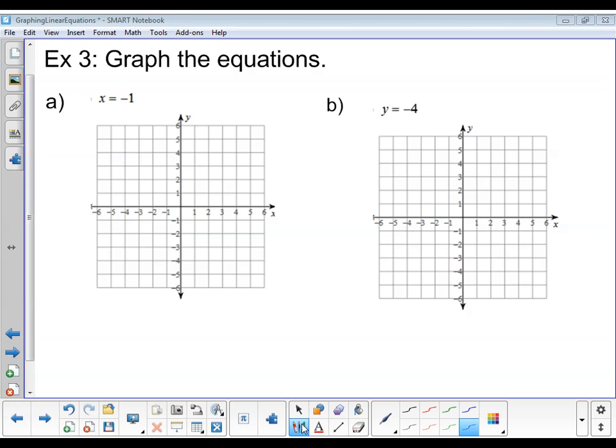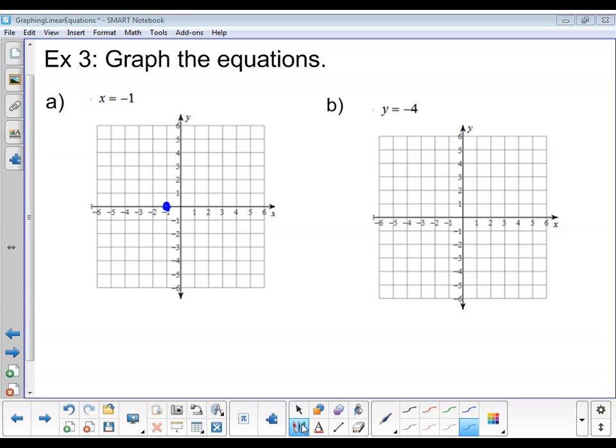So we have an x and we have a y. For part A, we have x equals -1. That means you're going to go to -1 on the x-axis. And I'm actually going to put a dot there. Now it's important to think about where all the x values are that are -1.